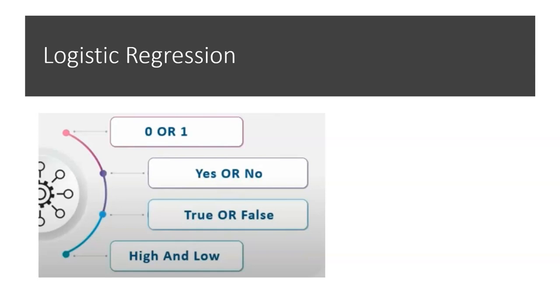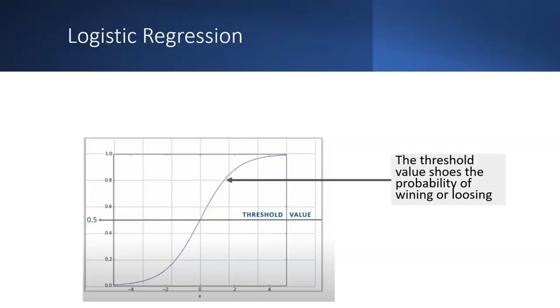Regression is mostly used with quantitative data, but when we say logistic regression, it is more with qualitative data, data which is numerical or non-numerical, like yes or no, true or false, high and low, or zero and one. Usually we translate yes and no, true or false, or high and low into digits like zero and one to make it easier and more flexible.